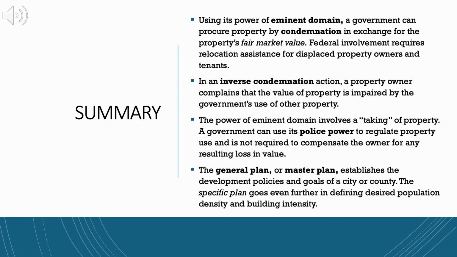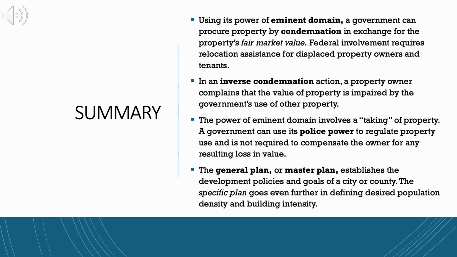Summary. Using its power of eminent domain, a government can procure property by condemnation in exchange for the property's fair market value. Federal involvement requires relocation assistance for displaced property owners and tenants. In an inverse condemnation action, a property owner complains that the value of property is impaired by the government's use of other property. The power of eminent domain involves a taking of property. A government can use its police power to regulate property use and is not required to compensate the owner for any resulting loss in value.